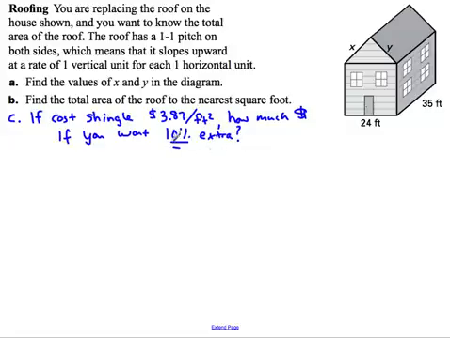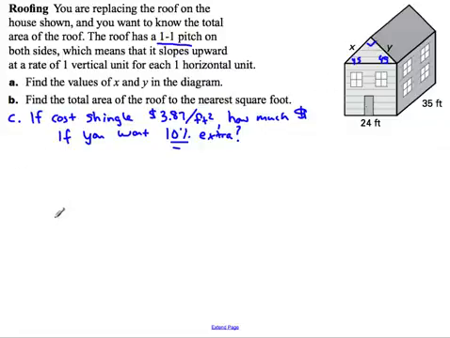So here's what's going on. You're replacing the roof of your house. As shown, you want to know the total area of the roof. The roof has a 1-to-1 pitch on both sides, which means it slopes upward at the rate of 1 vertical unit for 1 horizontal unit. What that basically means is we have a 45, 45, 90 triangle going on right here. Find the values of x and y.